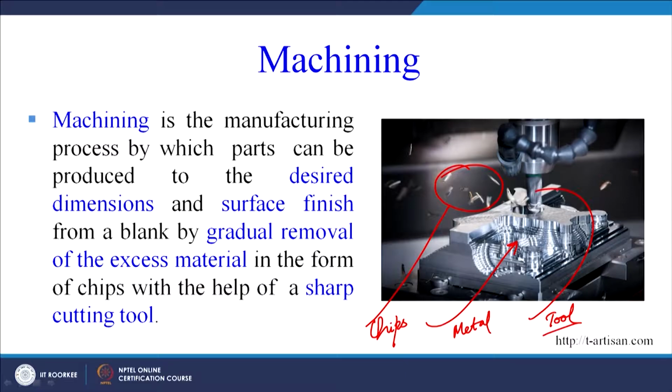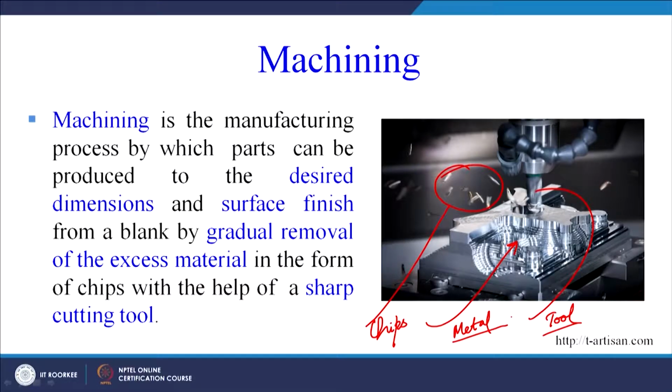So we have a tool, and a workpiece which is usually made of metal. It is held in a work holding device, and the tool removes the material in the form of chips. So this is the basic machining process. Machining is the manufacturing process by which parts can be produced to the desired dimensions, which is very important.